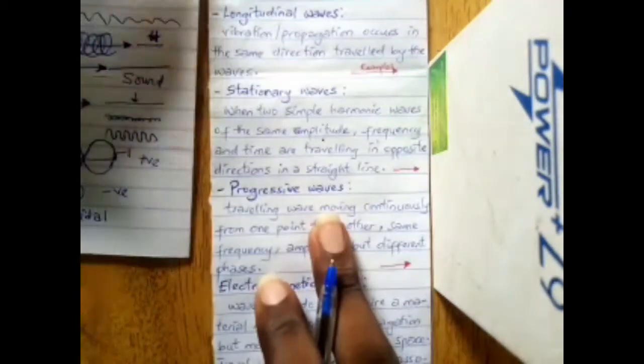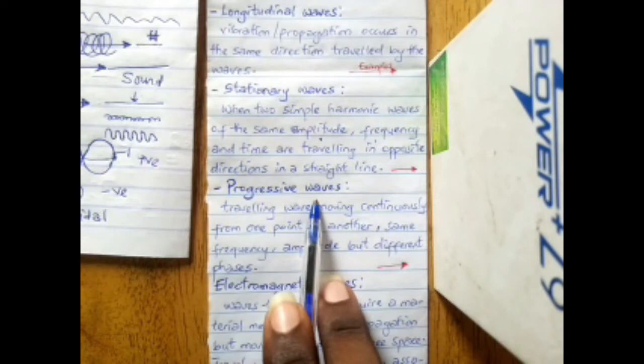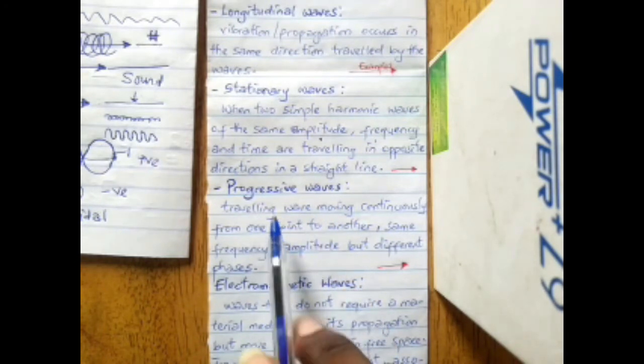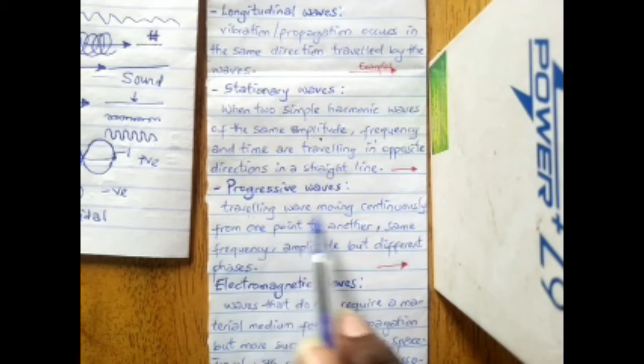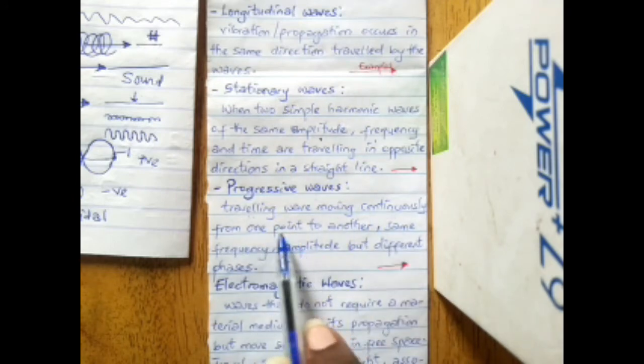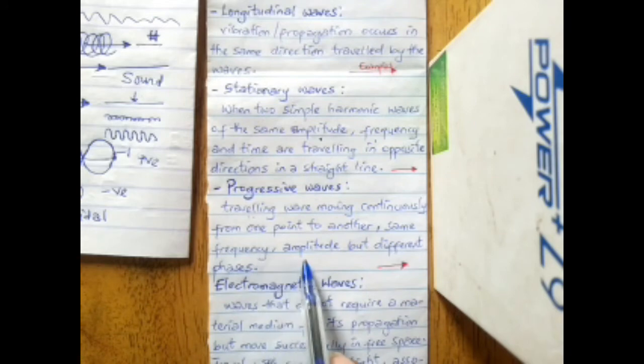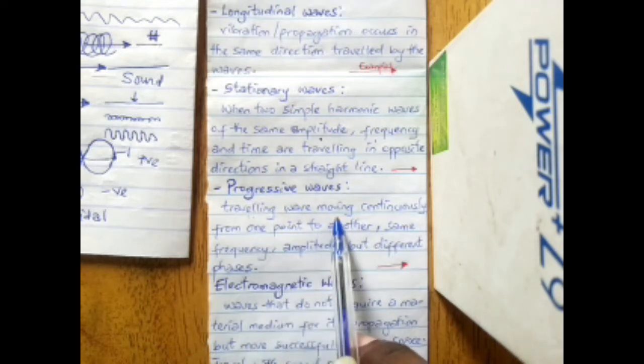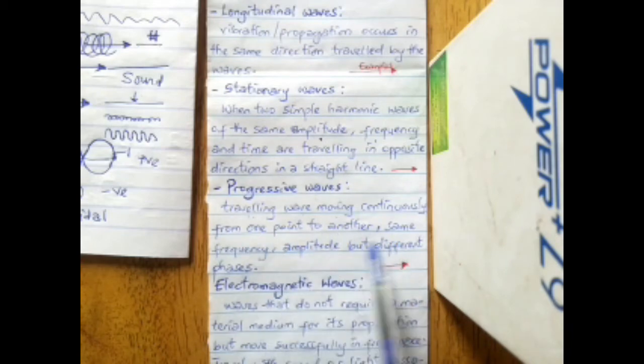So another example of a mechanical wave is a progressive wave. A progressive wave is a traveling wave moving continuously from one point to another with the same frequency, same amplitude, but different phases. A progressive wave is a traveling wave. It is always in continuous motion. So by progressive wave, you have a wave like this.